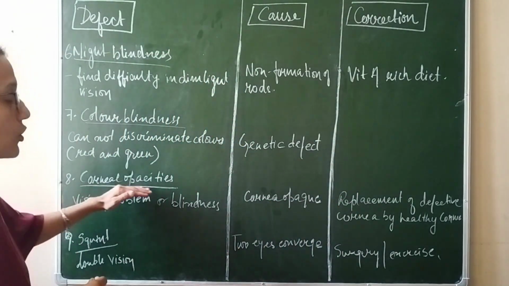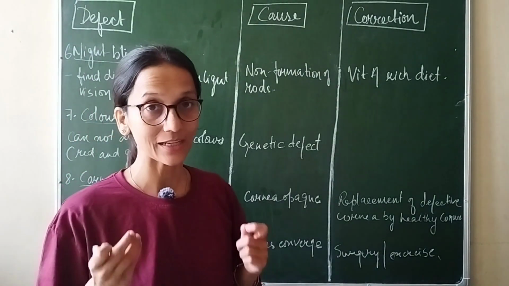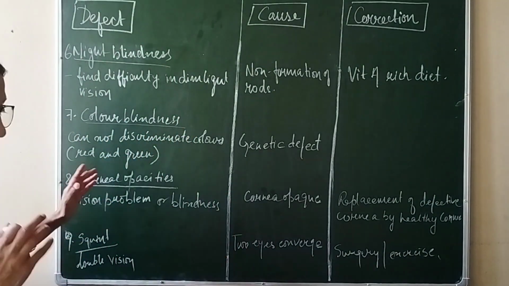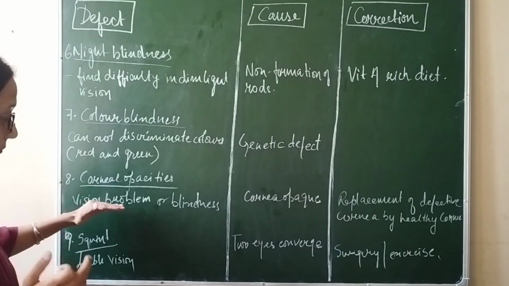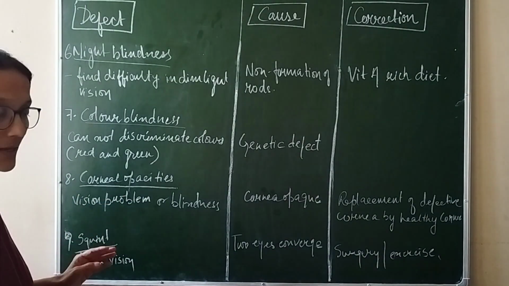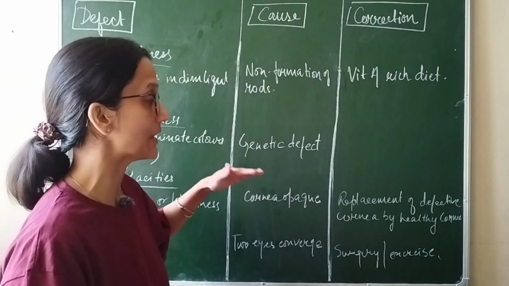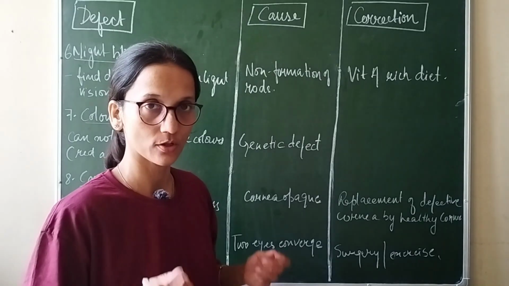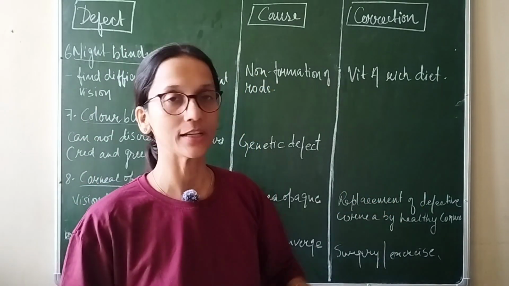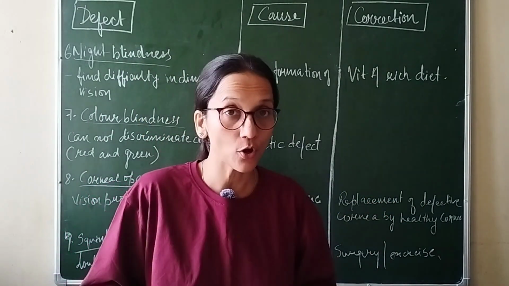The next is the corneal opacity. Opacity means opaque. That means here the cornea becomes opaque, as a result of which the person may have vision problem or may be absolutely blind. But we are lucky and fortunate that we can really overcome this situation by replacing the defective cornea by healthy cornea. Healthy cornea from the donor.